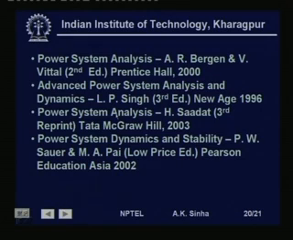Power System Analysis by Hadi Saadat, 3rd reprint, Tata McGraw-Hill, published in 2003. Power System Dynamics and Stability by P.W. Sauer and M.A. Pai. This is available in a low price edition by Pearson Education Asia, published in 2002. So these are some of the textbooks that we followed. Of course, you will get most of the things that we discussed in the majority of these textbooks.